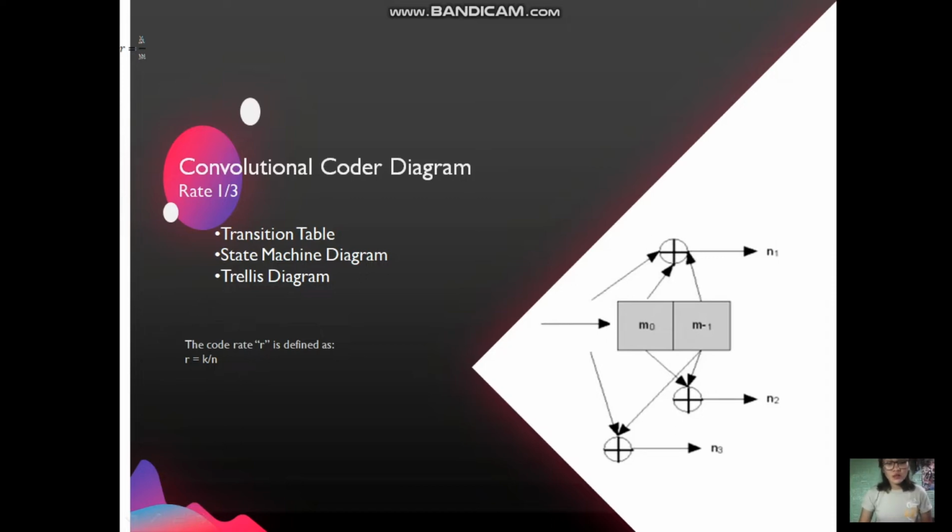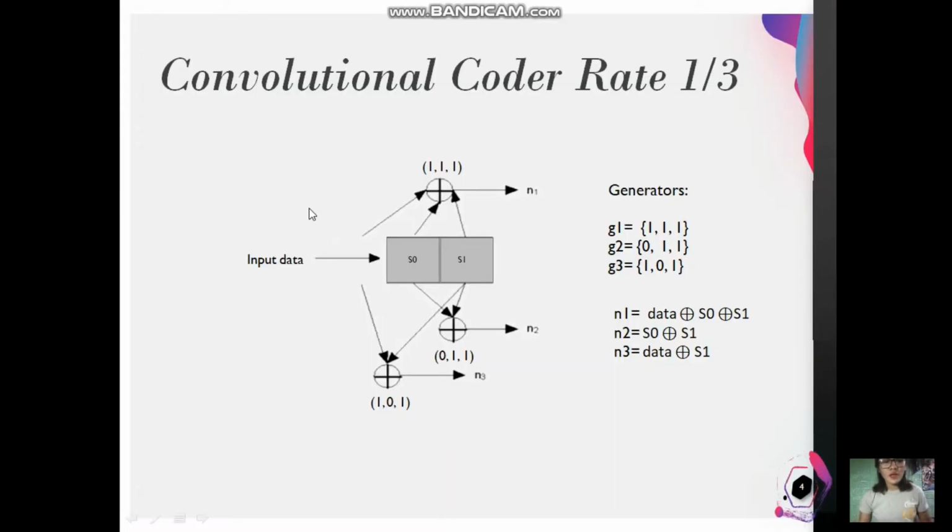For this, we're going to determine the transition table, state machine diagram, and the trellis diagram of this convolutional coder, which is rate 1 over 3. Now from this design, I am going to show you the generator representation, which shows the hardware connections of the shift register taps to the modulo 2 adders. A generator vector represents the position of the taps for an output. A 1 represents a connection, and a 0 represents no connection.